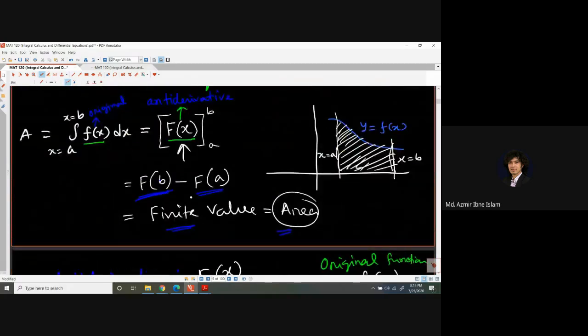Whatever I have described here is called the fundamental theorem of calculus. We are integrating f of x dx from x equal to a to x equal to b, and we are finding the antiderivative of this original function, with an upper limit and a lower limit. The fundamental theorem of calculus says that to get the area, we evaluate the antiderivative at the upper limit b, minus the antiderivative at the lower limit a. This will give us a finite value.